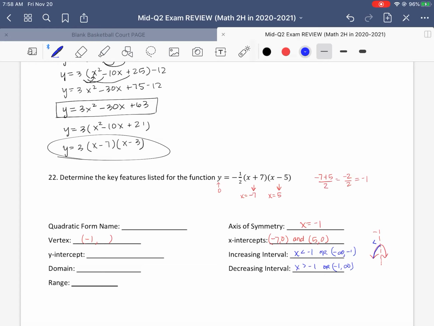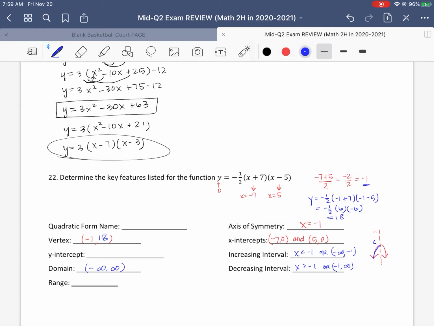Then we need the y value of our vertex. So remember, to find that, we just take the x value that we found and we plug it into the function. So y is equal to -1/2. We plug in that -1 everywhere that we see an x. And then we simplify. So we've got -1/2, -1 plus 7 is 6, -1 minus 5 is -6. So -6 times 6 is -36. If we multiply that by -1/2, we end up with 18. So that means that our vertex is at -1, 18.